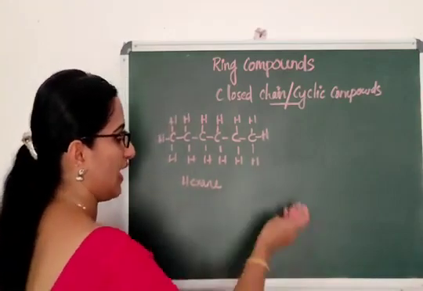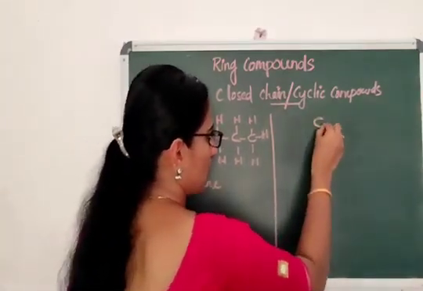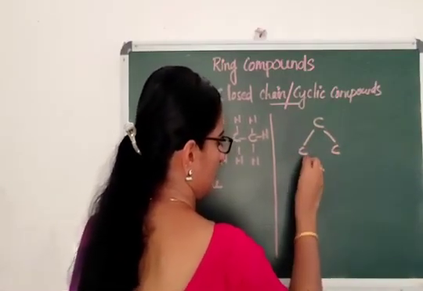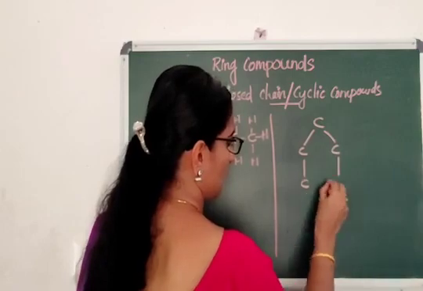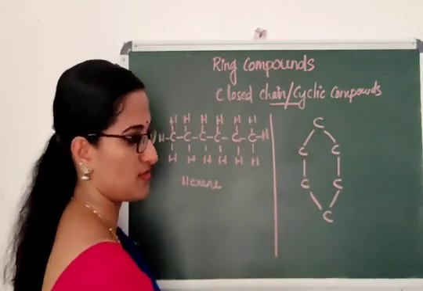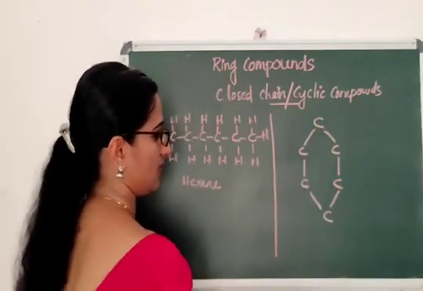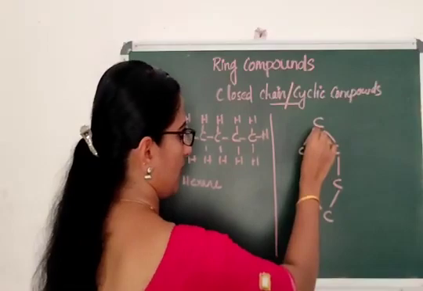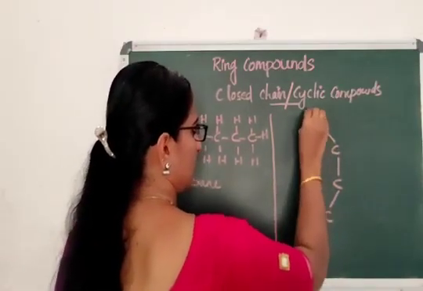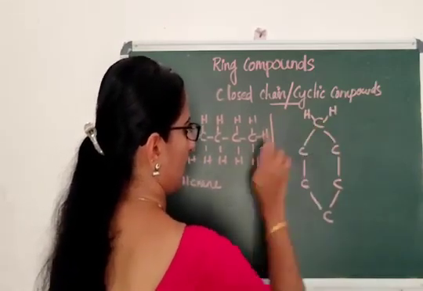For that, what I have to do is take the chain and close the ring with the 6 carbon. First you close the ring. After that, you just satisfy the valency. Already 1, 2: 2 valencies are satisfied. Next 3, 4. One carbon atom, 4 valency.